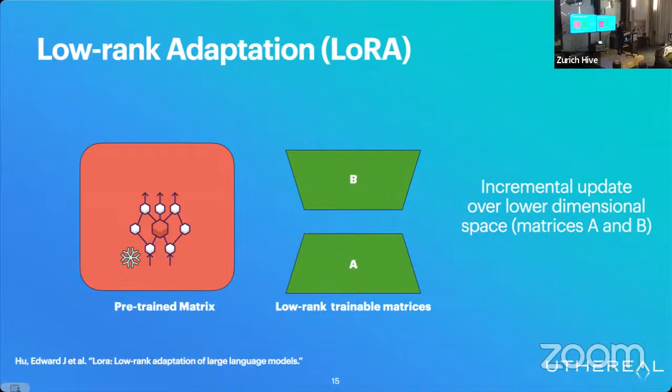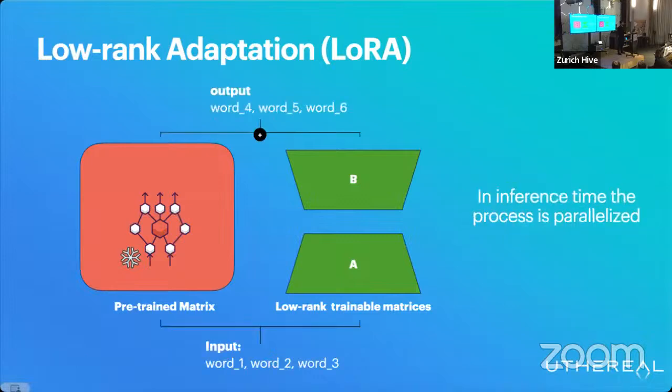So what we look at in this setting is, instead of optimizing directly the original matrix, the pre-trained model, we only optimize A and B as a smaller version of that. And we can do this as an incremental update over this much lower dimensional space, which makes this much more efficient and also allows for some very interesting applications.